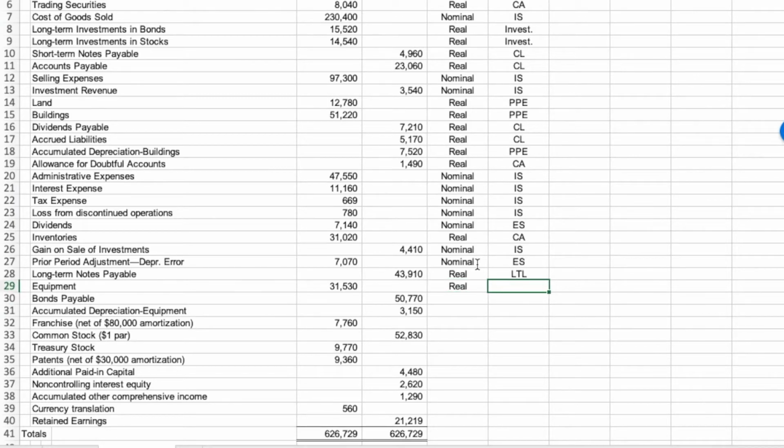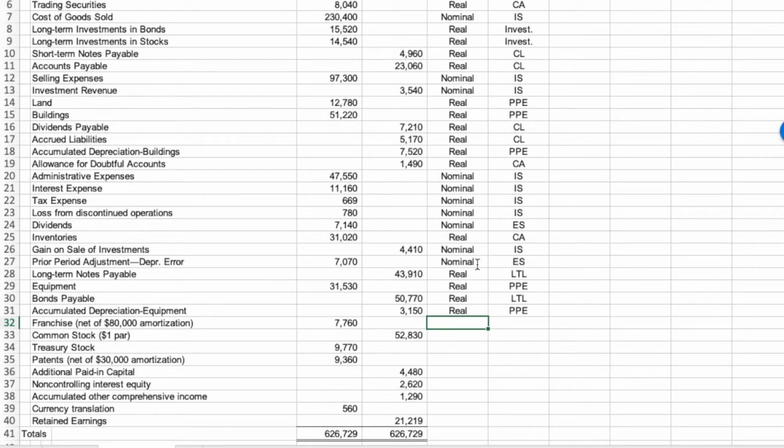Equipment is a real account. This is more PP&E. Bonds payable is a real account. These are bonds payable, so this is going to be a long-term liability. Accumulated depreciation equipment is real. This is another contra asset account to equipment. Equipment is property, plant, and equipment. Therefore, accumulated depreciation on equipment is also property, plant, and equipment.